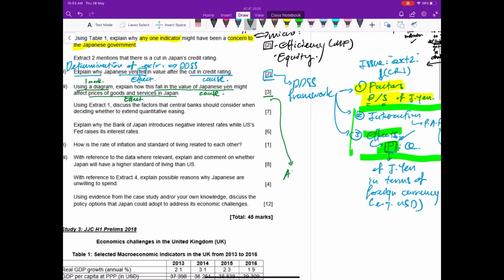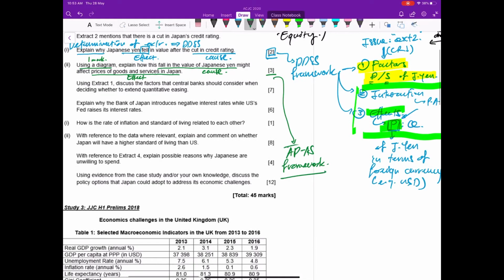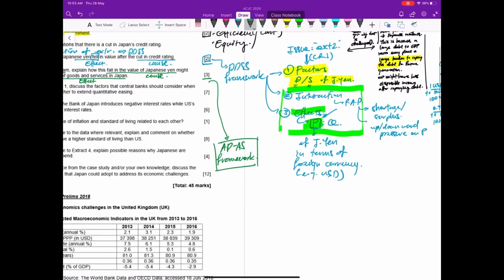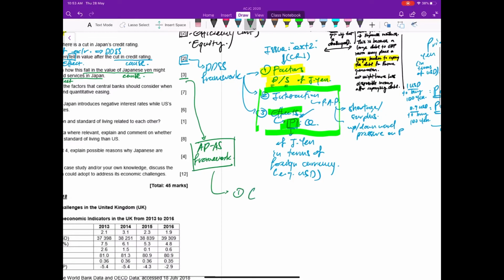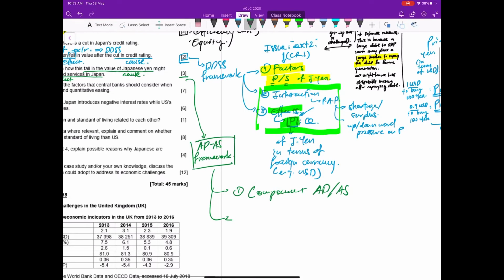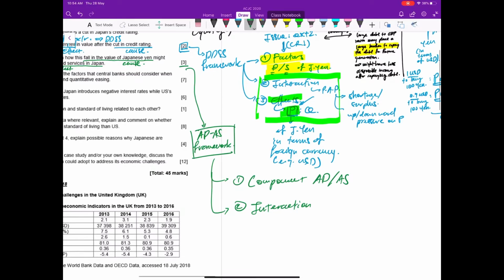Actually, it is the ADAS framework. I'm not sure how many of you could see this. And the ADAS framework is very similar to the demand supply framework, has 3 components. The first is the component of AD or AS. Then we have the interaction after AD and AS changes. How do they interact? And third is the effects.